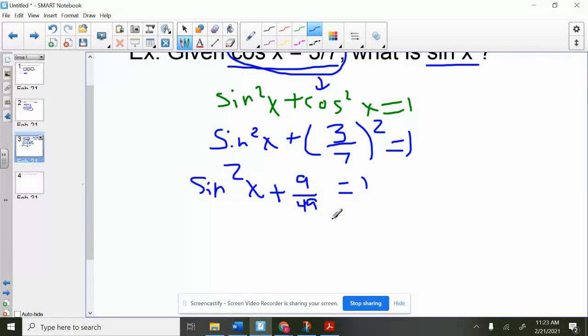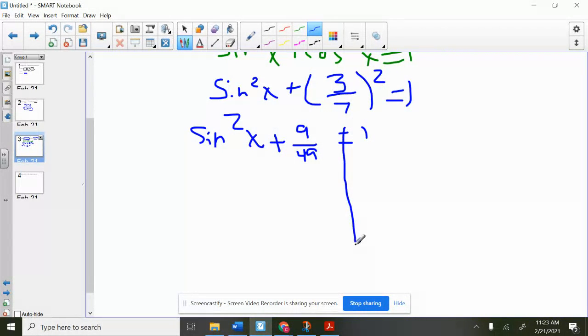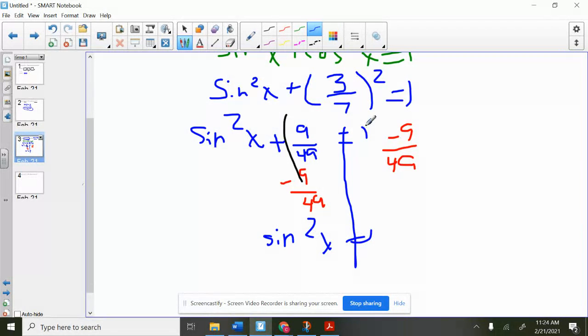Now, we don't have sine squared by itself. It wants sine, by the way, which we'll get into. So to get this by itself, I'm going to have to subtract. I have to get rid of this by subtracting. So I subtract those two numbers. This cancels, so now I have the sine squared of x equals 1 minus that.